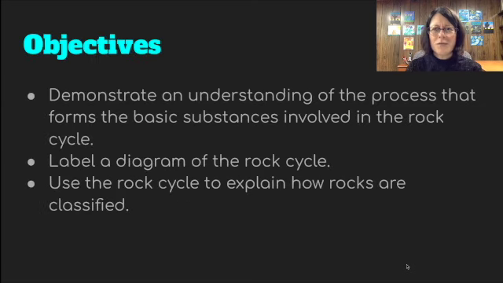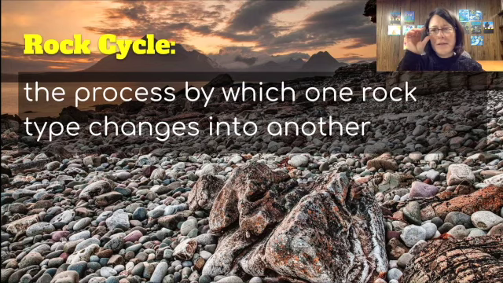The objectives for this section are to demonstrate an understanding of the process that forms the basic substances involved in the rock cycle, to label a diagram of the rock cycle, and to use the rock cycle to explain how rocks are classified. So the rock cycle is the process by which one rock type changes into another.